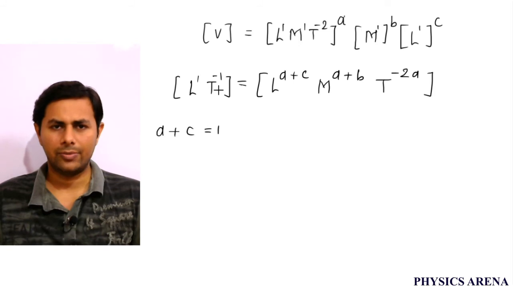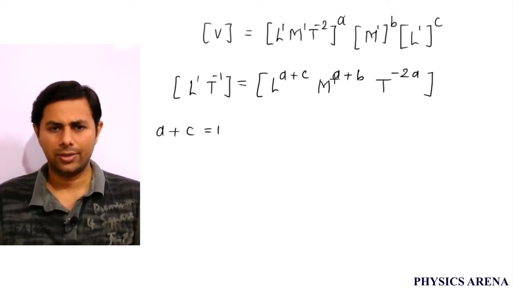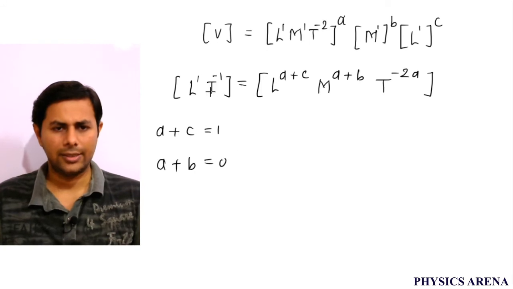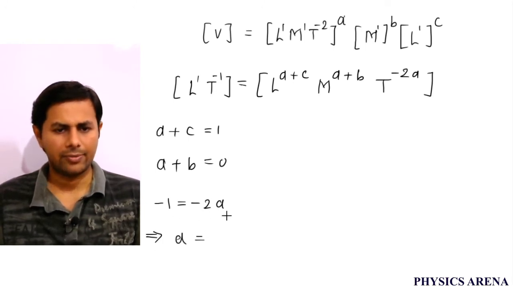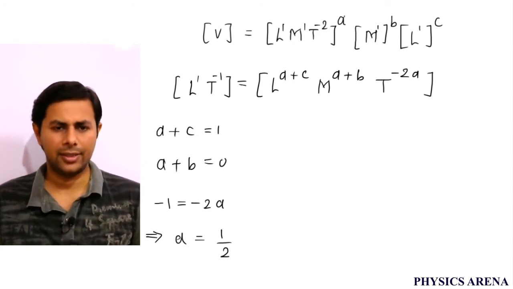Then there is no M on the left hand side, that means it's M raised to 0. So we have A plus B equals 0. And T raised to minus 1 is equal to T raised to minus 2A. That means minus 1 equals minus 2A, or A is equal to minus 1 divided by minus 2, or 1 divided by 2. Okay, so we got A. Now let's substitute that in these two equations.